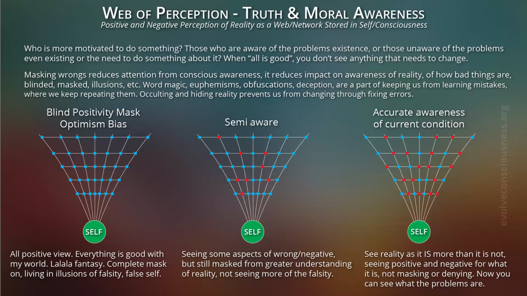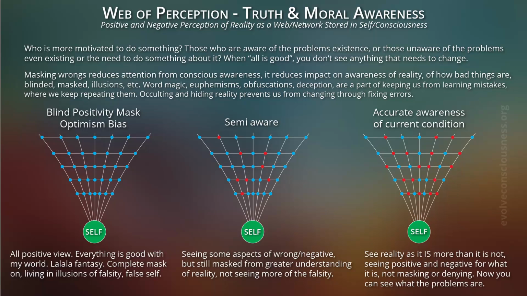So anyways, to continue here on this infographic, masking wrongs reduces attention from conscious awareness. It reduces impact on awareness of reality, of how bad things are, blinded, masked, illusions, etc. So you're not looking at things properly. You can't see them properly because you're living in illusions, living behind a mask. You're blinded.